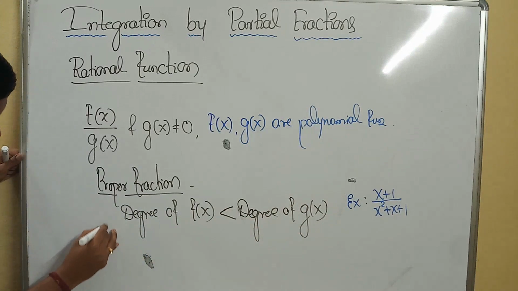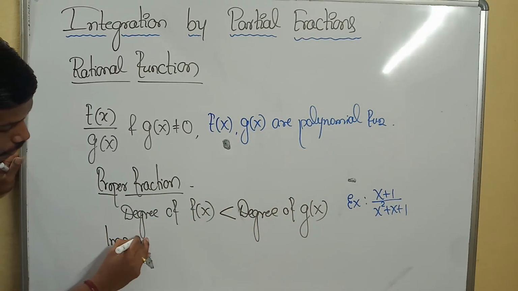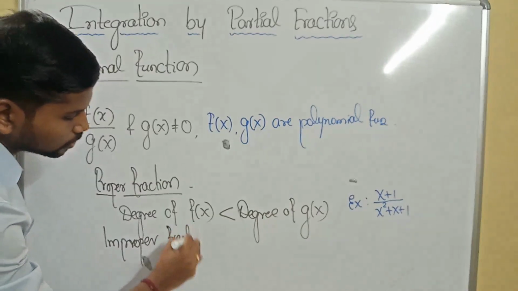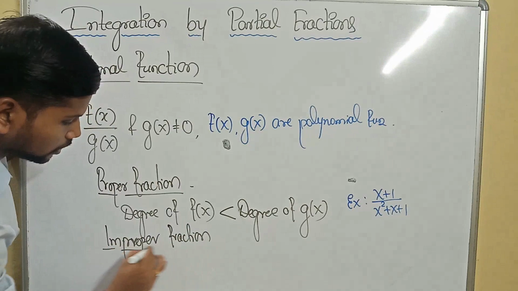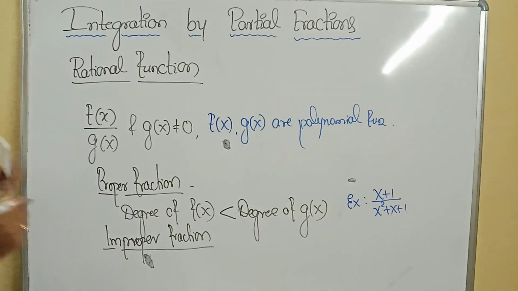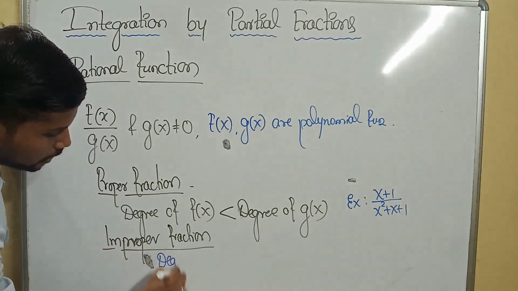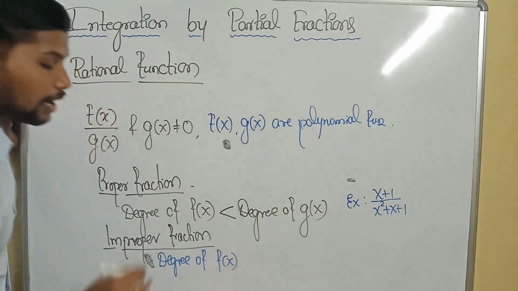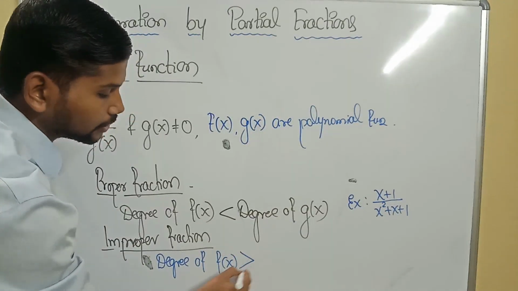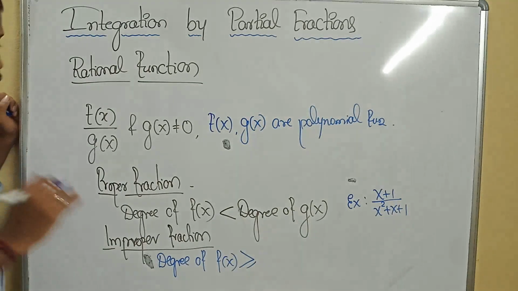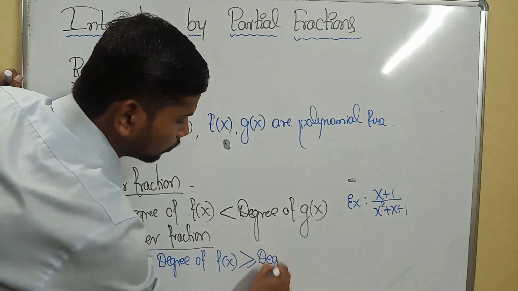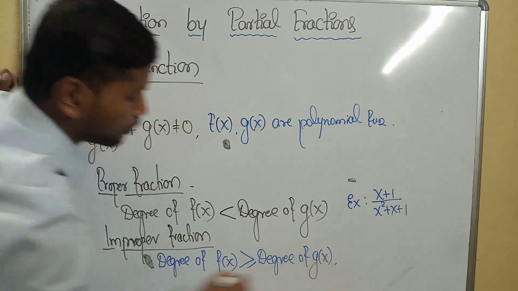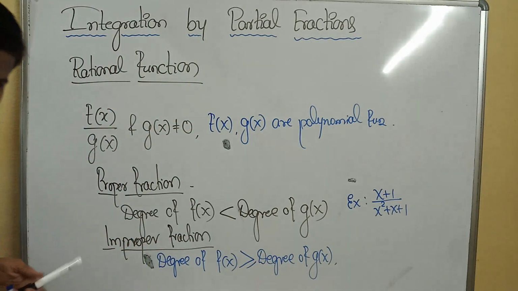The next one is improper fraction. What's the meaning of improper fraction? It is very simple to understand. It is nothing but when the degree of f of x is greater than or equal to the degree of g of x, then we say it is an improper fraction.